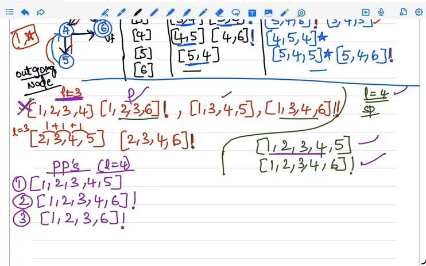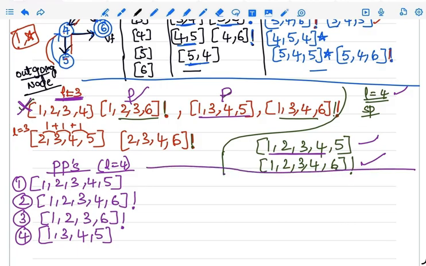Next this one, 1, 3, 4, 5, right? It's not covered anywhere, so this is also a prime path. So the fourth prime path is 1, 3, 4 and 5. Next, the fifth one, 1, 3, 4, 6, is also a prime path because it is not covered anywhere.